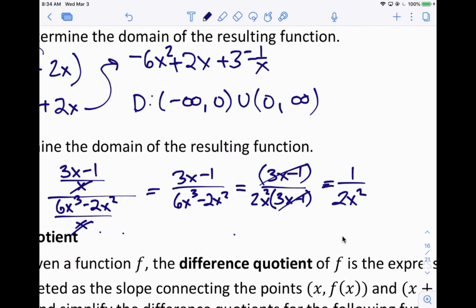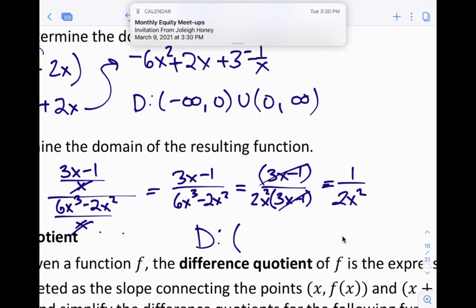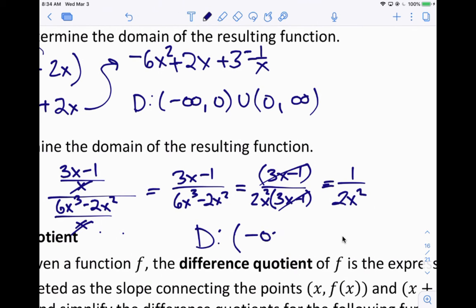All right. What is the domain here? Well, the domain, it looks like I still can't have 0, right? I still can't have 0 on the bottom. Sorry about that. Negative infinity to 0, union 0 to infinity as my domain.